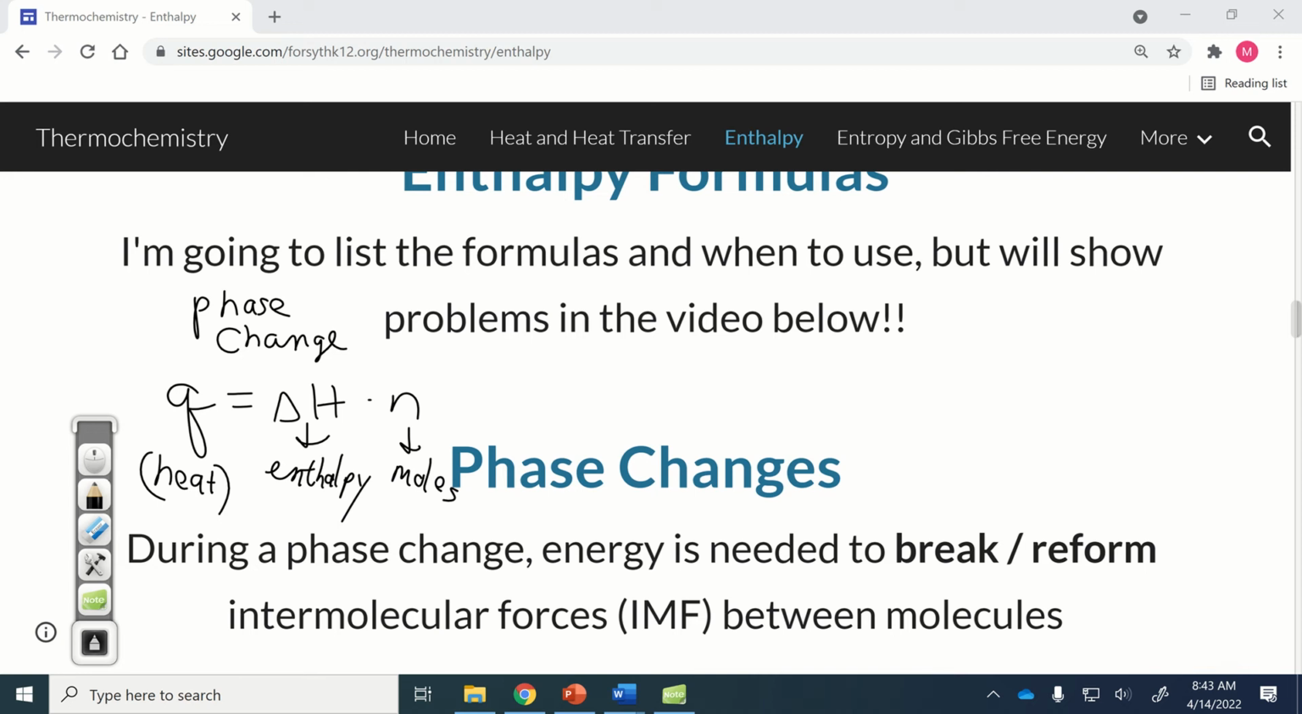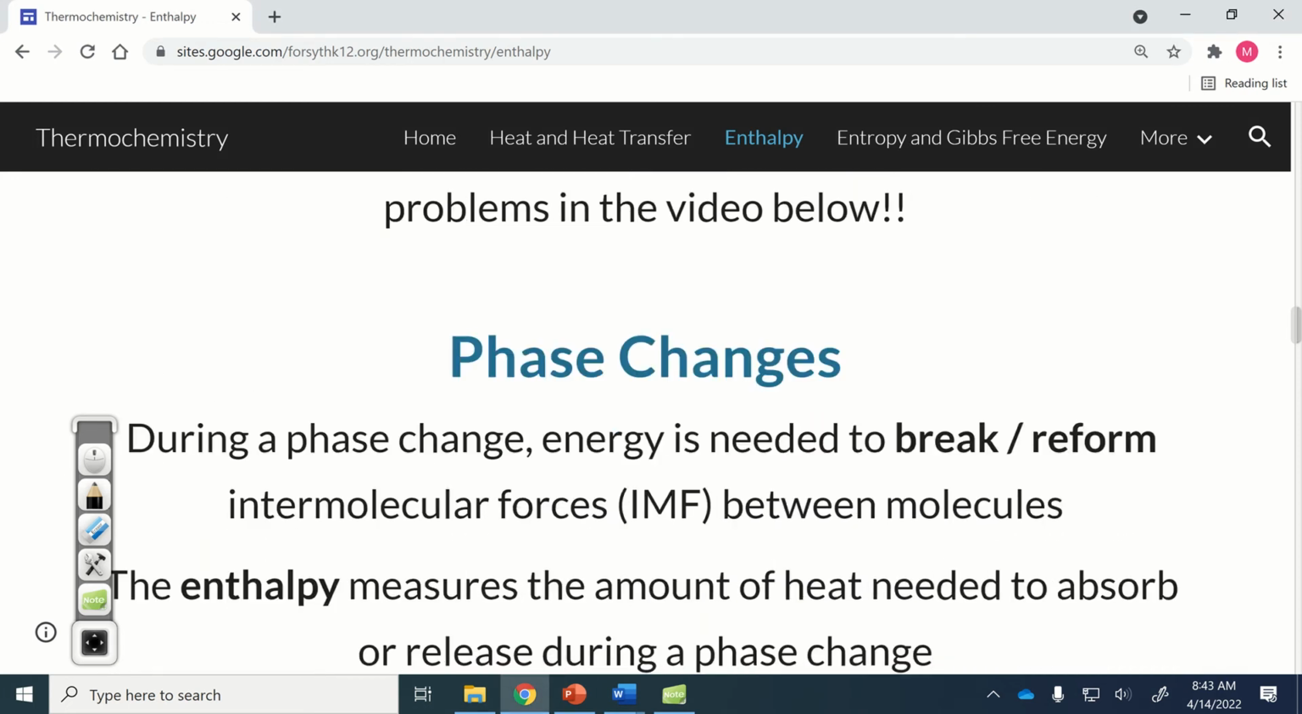And again, that could be any enthalpy. We'll primarily be doing the phase change enthalpy. And again, that enthalpy can be positive or negative. So the heat can be positive or negative, okay, depending on what the enthalpy is. Moles, we've got to be in moles. You're going to see you're going to have to convert from grams to moles again. Okay? So, a couple things.